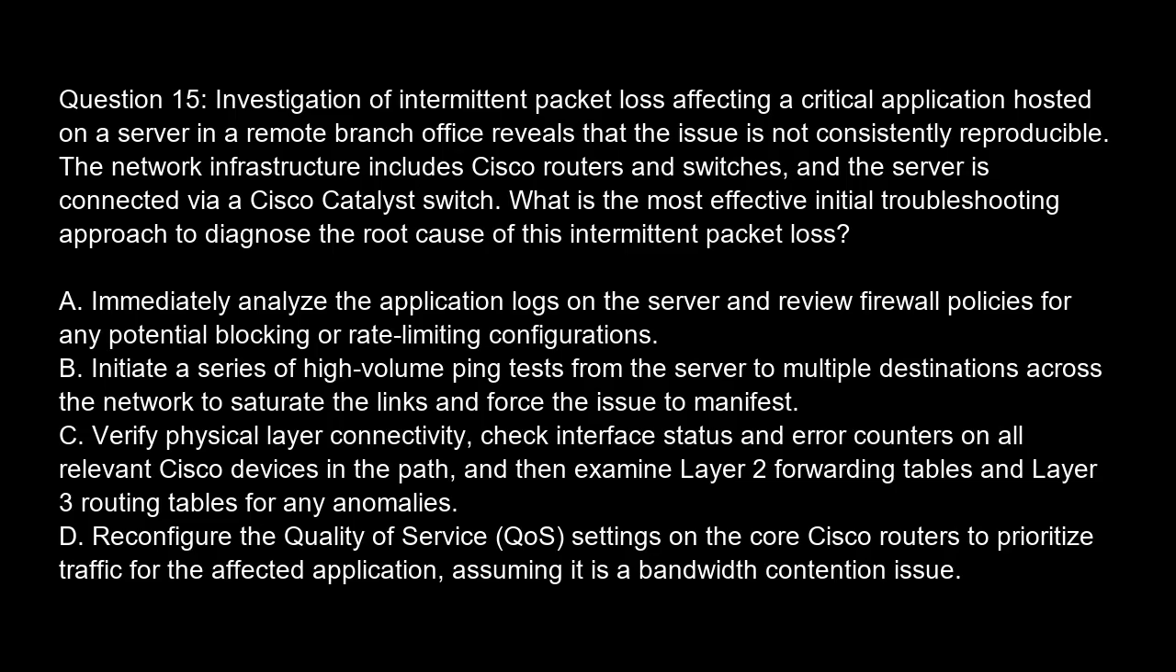Investigation of intermittent packet loss affecting a critical application hosted on a server in a remote branch office reveals that the issue is not consistently reproducible. The network infrastructure includes Cisco routers and switches, and the server is connected via a Cisco Catalyst switch. What is the most effective initial troubleshooting approach to diagnose the root cause of this intermittent packet loss?